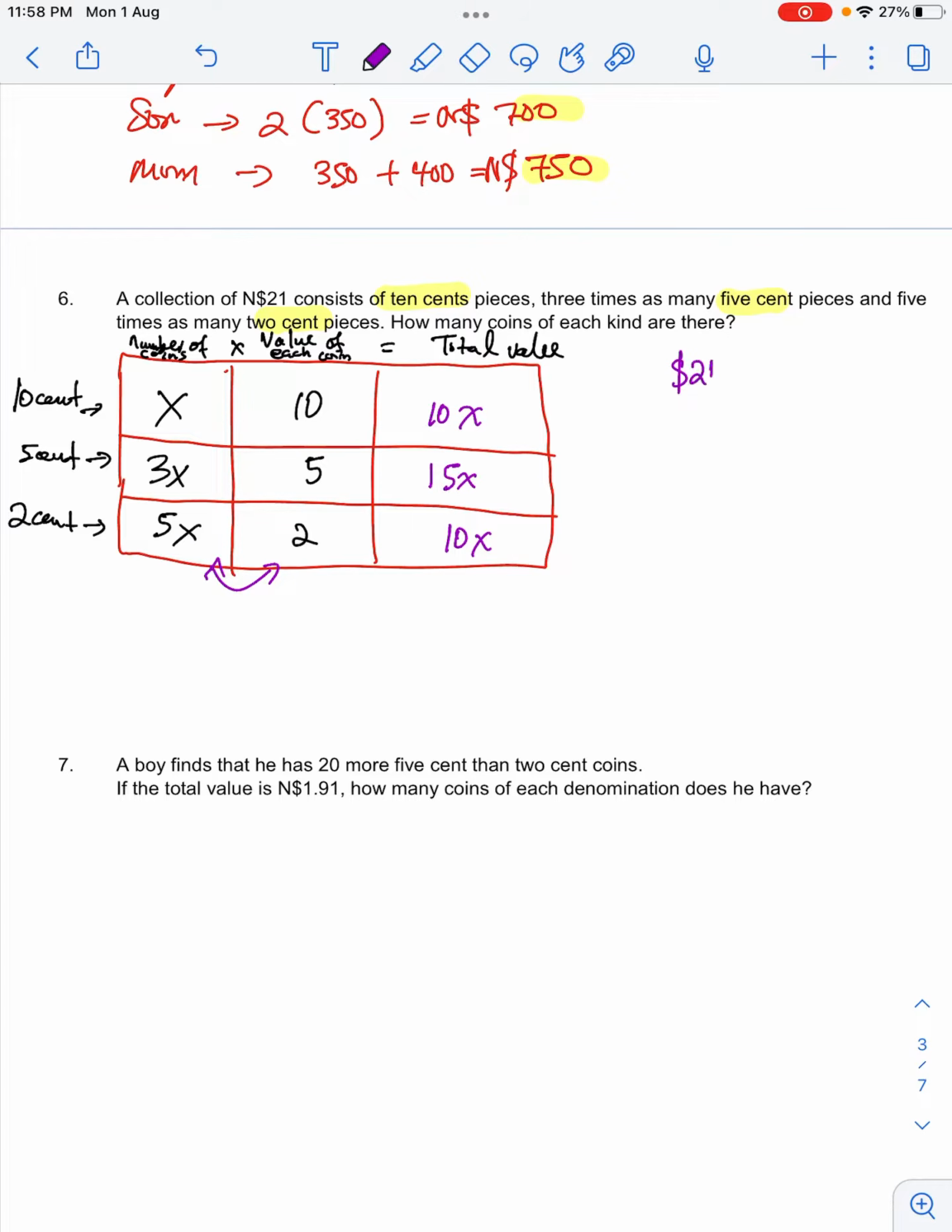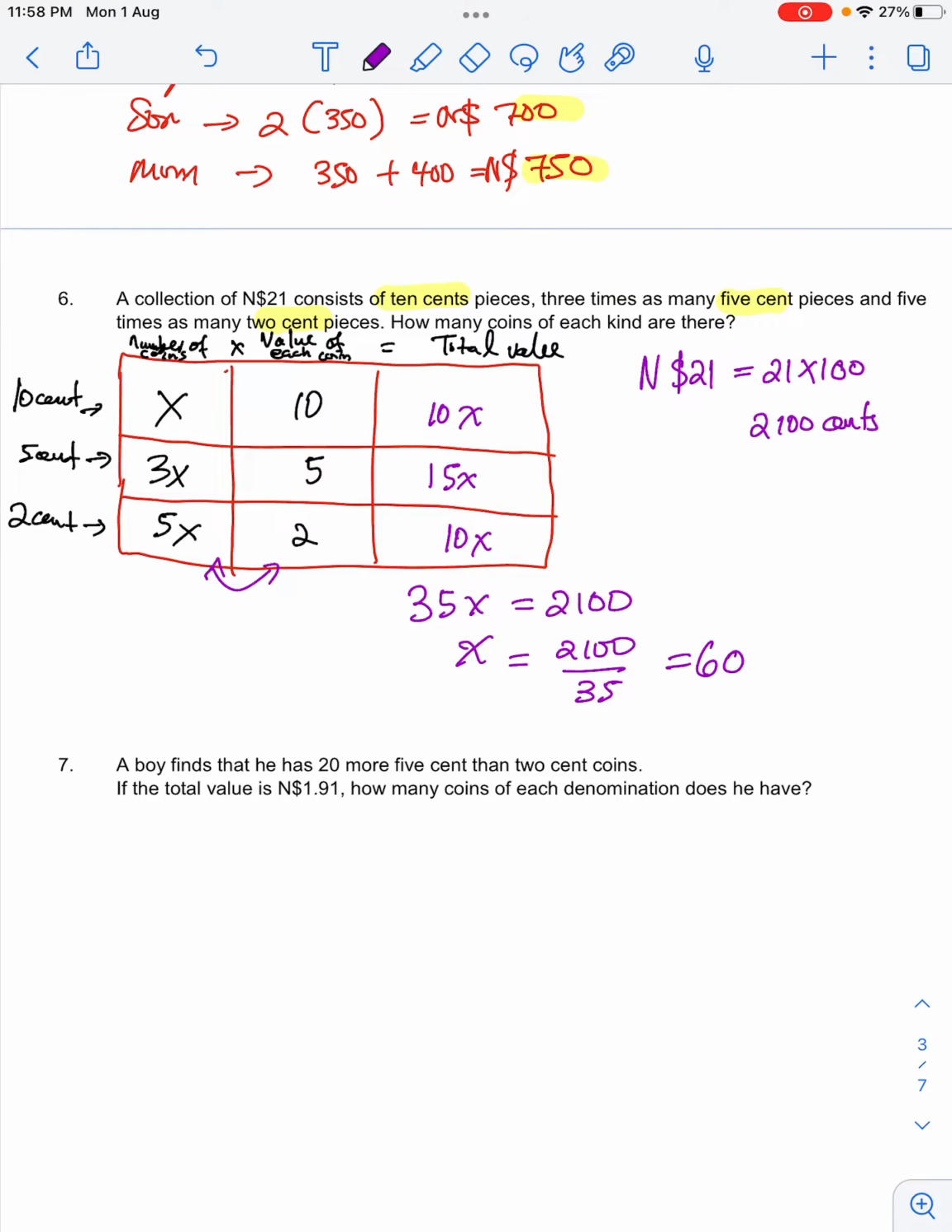Another thing that is important is that we should know that 21 Namibian dollars is equal to 2,100 cents, since everything is in cents. So that means if I add up, I'm going to get 35x equals 2,100. So this is going to be then 2,100 divided by 35. And if you divide 2,100 by 35, you get 60.